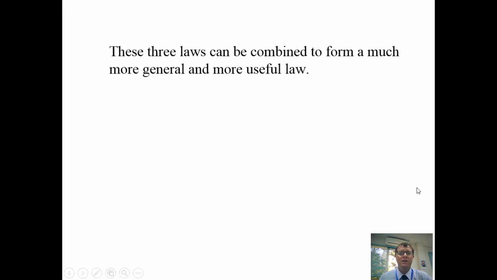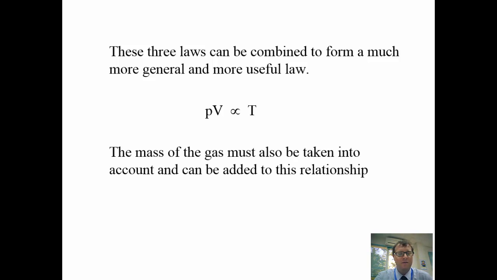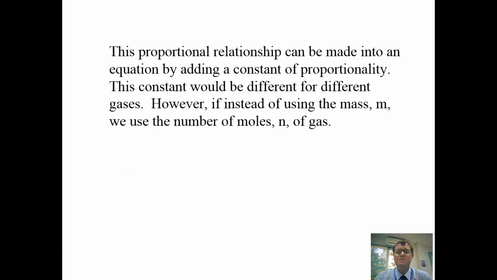If we bring these gas laws together, we can combine them into a more useful law. Okay. So we accept that pressure times volume is proportional to temperature. If we can incorporate the mass of the gas, which also should be taken into account, our relationship becomes pressure times volume is proportional to mass times temperature. Now, this proportional relationship can be made into an equation by adding a constant. Now, this constant would be different for different gases.